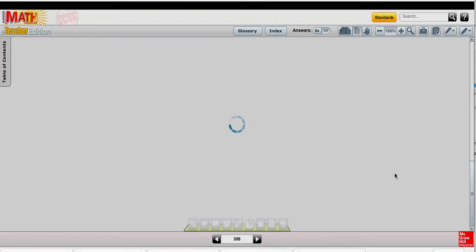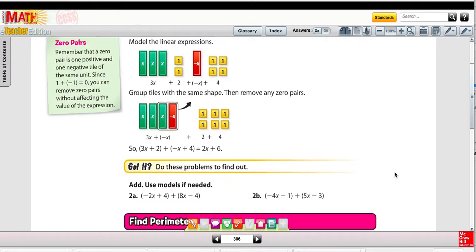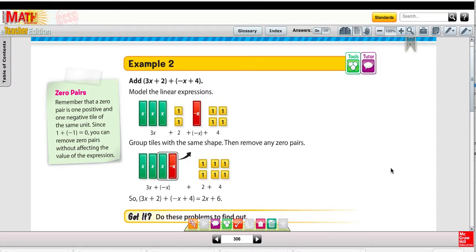Moving on to page 306, we have at the top of the page some more tiles to model for us. Again, just take some time to look at those and see how that can be modeled using those tiles. In this picture, they have a red tile to represent negative x and the green to represent the positives. Well, 1 negative and 1 positive cancel each other out, leaving 2. Is that the same thing as taking 3x, take away 1x? Yes, it is. You still get 2x. We have 2 tiles here and 4 tiles here for a total of 6. You get the same answer by taking 4 plus 2 up here.